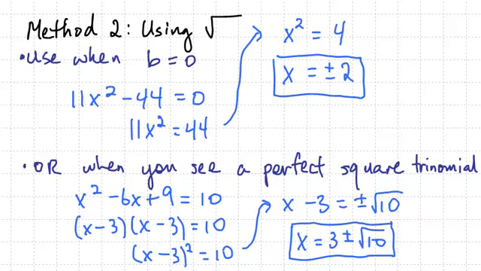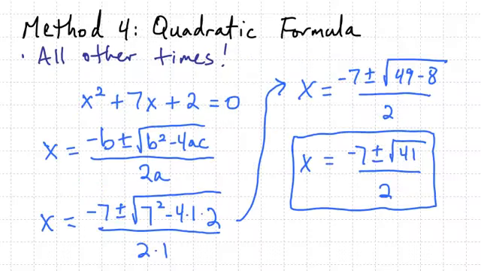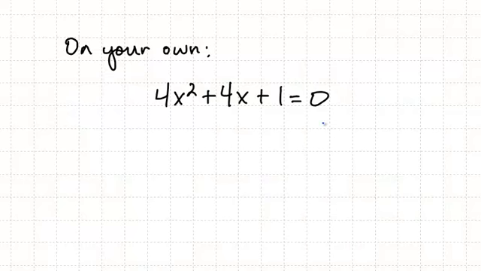So now, going through these again, I'm going to leave you with this problem: 4x squared plus 4x plus 1 equals 0. On your own, solve for x using any of the 4 methods we've discussed in this video. And tomorrow in class, we'll see which method people have come up with, and we'll compare which one seemed easier, which one seemed more convenient.